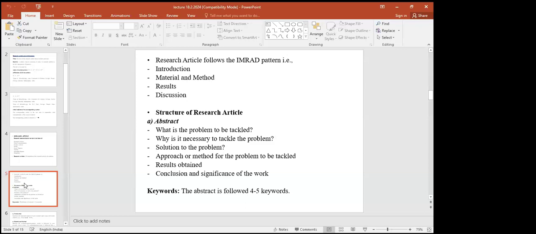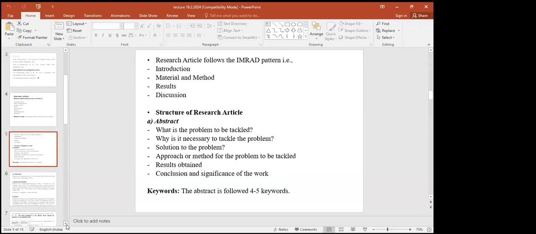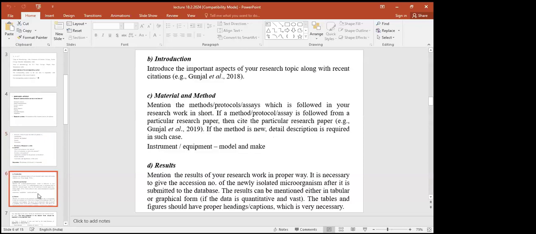So if I take, for example, waste management, I can take the keywords as environment, or I can take the keyword as economical, or eco-friendly, or I can take the keyword as incineration. So these are the important keywords you need to select. 4 to 5 keywords are generally asked. In some cases, the journals ask for about 6 keywords. So that will depend.